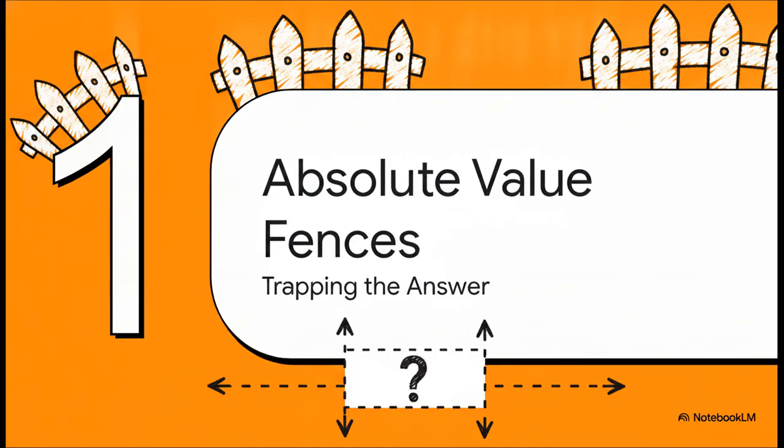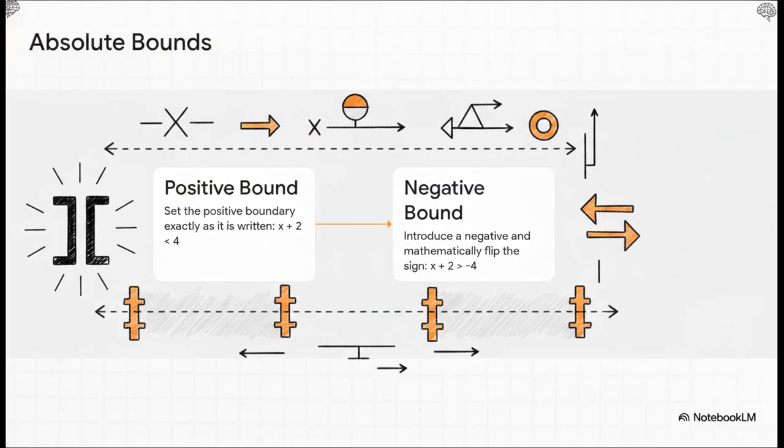Starting with Part 1, absolute value fences and how we use them to trap the right answer. Okay, let's dive right in. Our very first tool is all about absolute value inequalities. Now, I want you to think of these as building literal mathematical fences on a number line to instantly trap your answer. To solve one of these, you always split it down the middle into 2 paths.